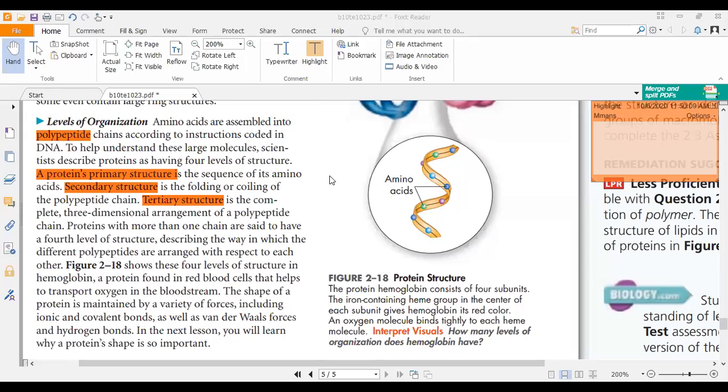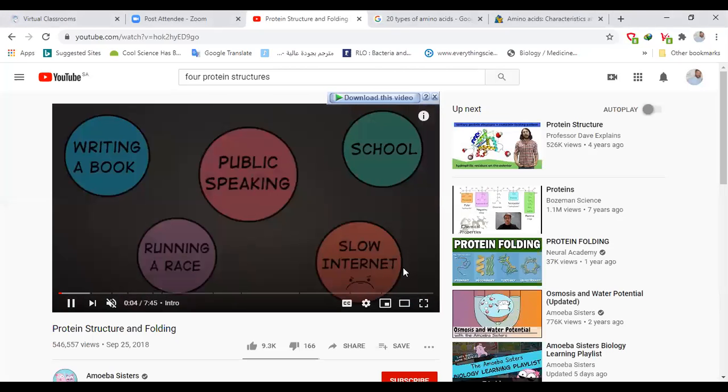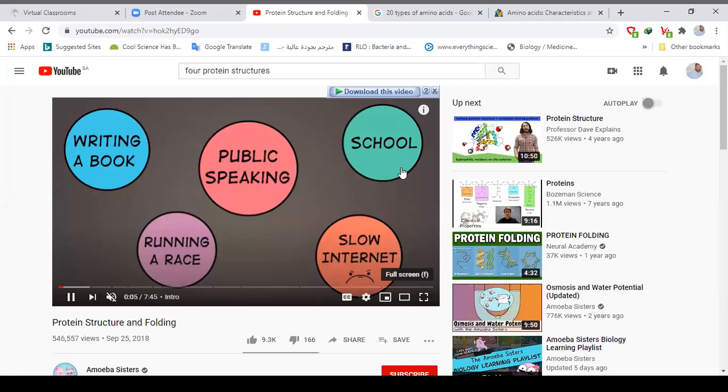Hemoglobin is a protein found in the body that helps transport oxygen in the bloodstream. Just focus with me.